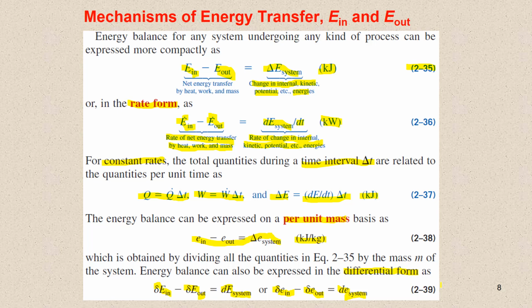Noting that a closed system does not involve any mass flow across its boundaries, the energy balance for a cycle can be expressed in terms of heat and work interactions as W net out equals Q net in, or in the rate form, W dot net out equals Q dot net in for a cycle. In other words, the net work output during a cycle is equal to the net heat input.